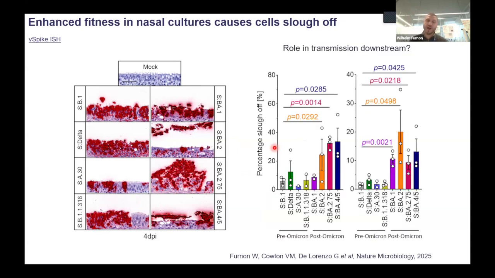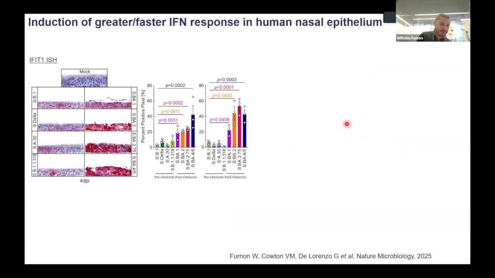And we did quantify this accurately using AI-assisted software, and we could indeed confirm that this phenomenon was happening more in the Omicron-infected cultures compared to pre-Omicron. At the same time, we also wanted to look a bit at the interferon response, because this is very important in the way the virus will be controlled or not. And here, by staining for IFIT1, which is an interferon-stimulated gene, in those same cultures, we could see that all the Omicron infections were highly positive for this ISG, suggesting that it's triggering a strong antiviral state.